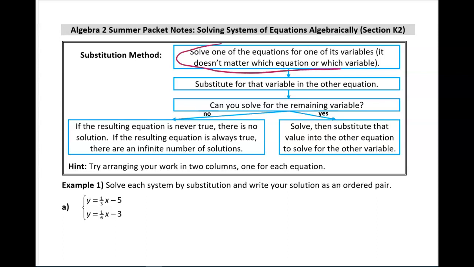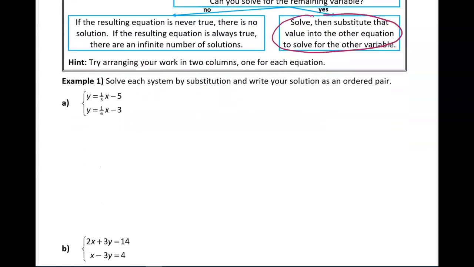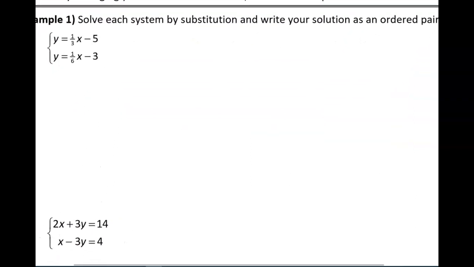The first step in this is to solve one of the equations, and it doesn't matter which one, for one variable. Just pick an equation and pick a variable. Then substitute for that variable in the other equation, and in many cases you can solve for the remaining variable. We're going to solve for that variable and then replace that value in the other equation and solve for the remaining variable. That's a lot of words. So let's see how that works in real life.